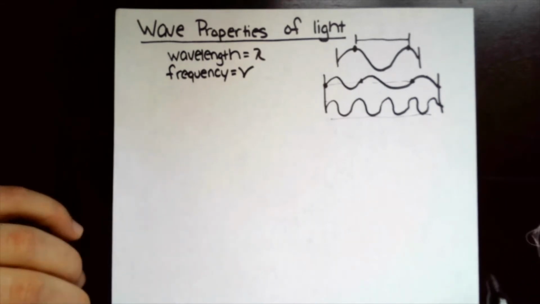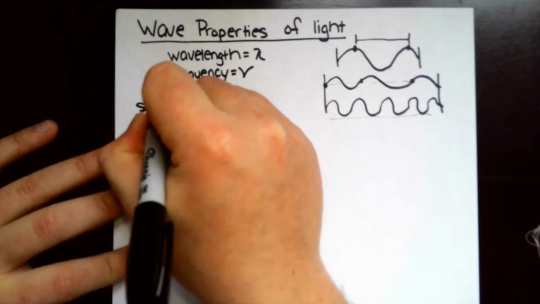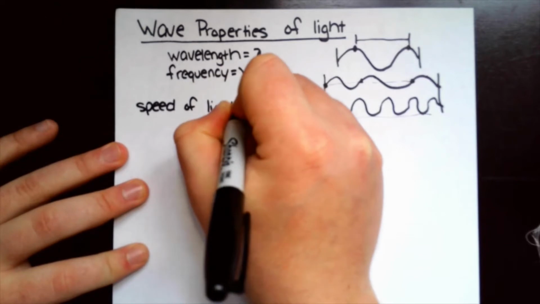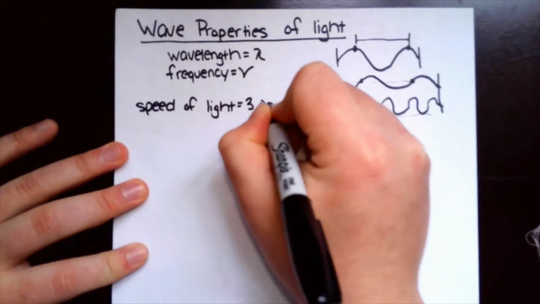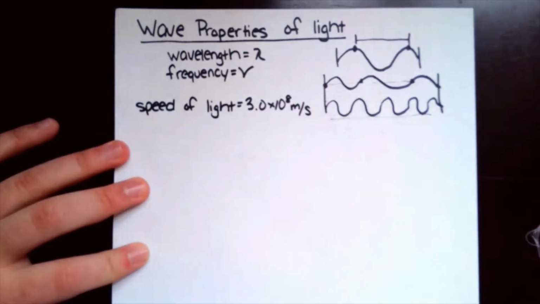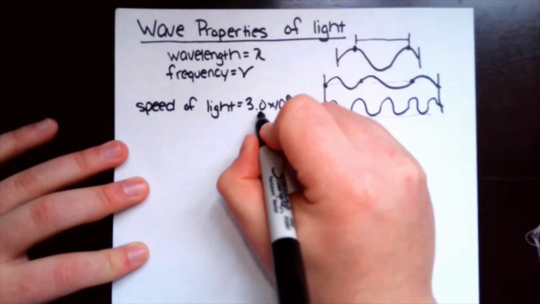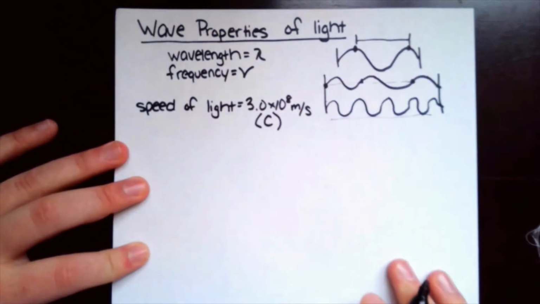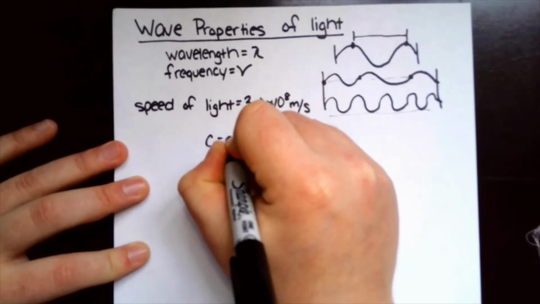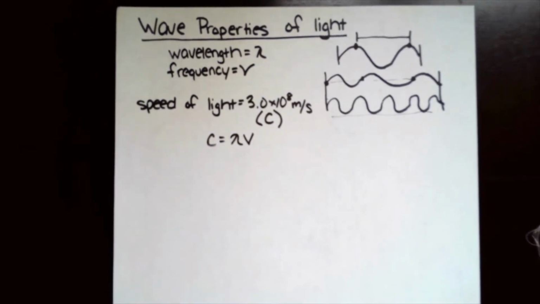Now the speed of light in a vacuum equals 3.0 times 10 to the 8th meters per second, and that's represented by the variable c. And c can be set equal to the wavelength times the frequency. So what does that tell us?